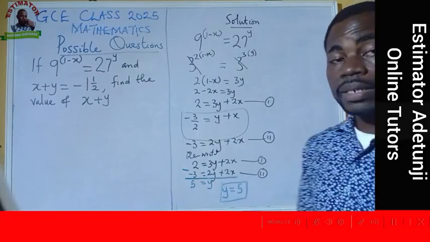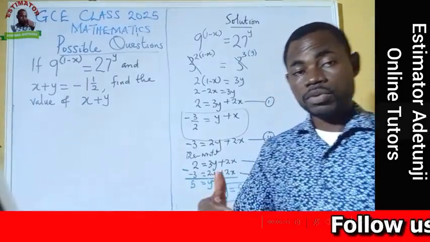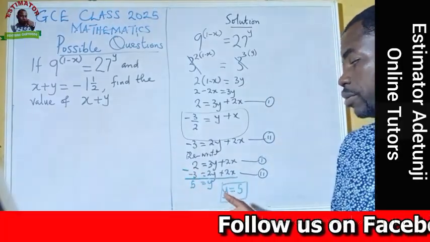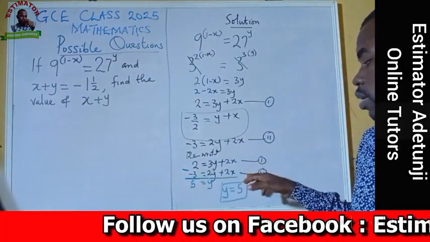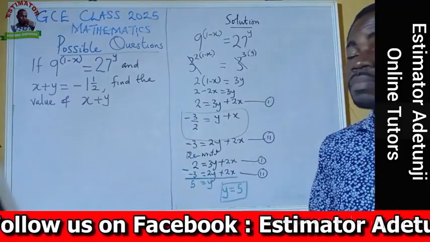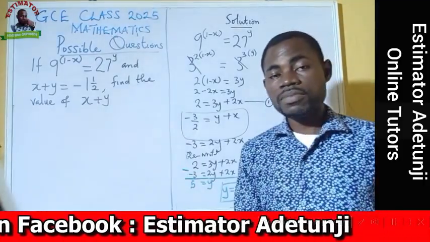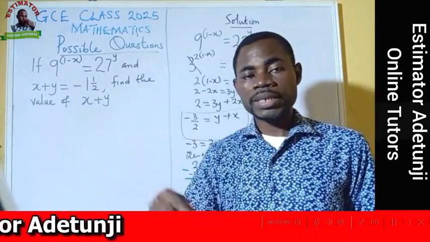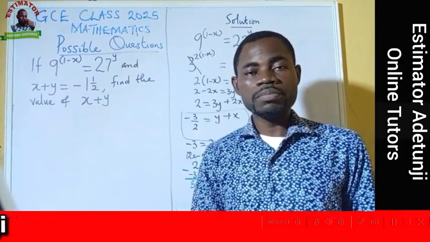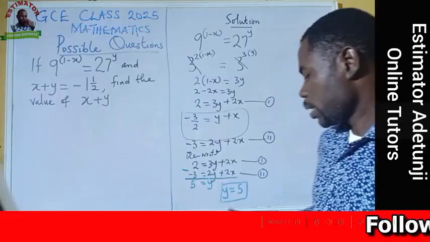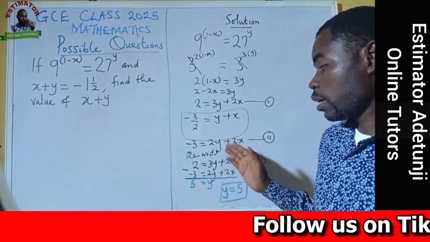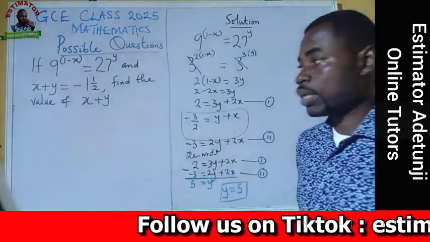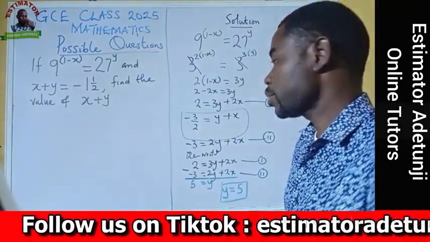Now I want to find my x in a simple way. I have equation 1 available, I have equation 2 available. I can pick any one. Like I said the other time, as a candidate, as a mathematician, make sure you are the one in charge of problems. Don't let problems be in charge of you. Now that I've gotten my y, let me pick equation 1. I'll just say substitute. I can write it here.